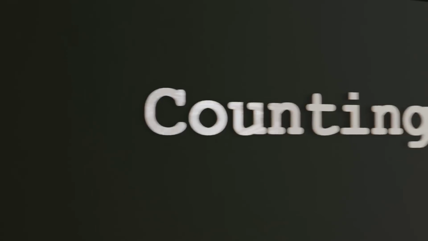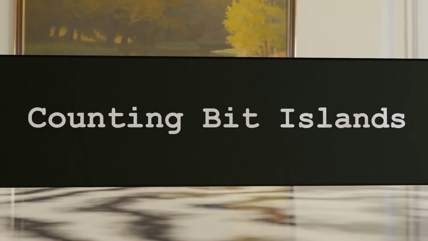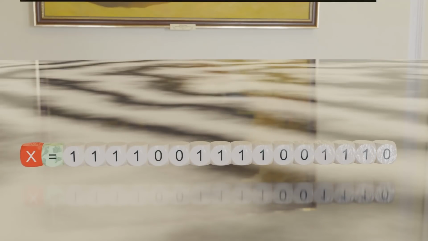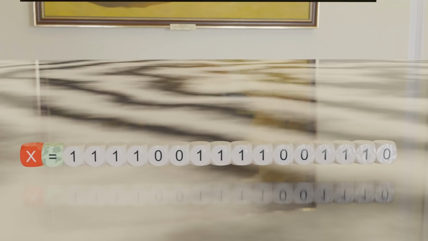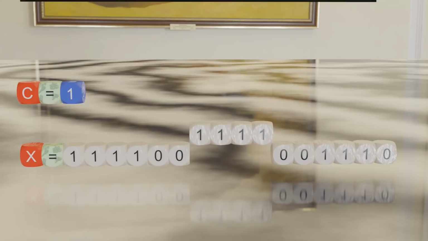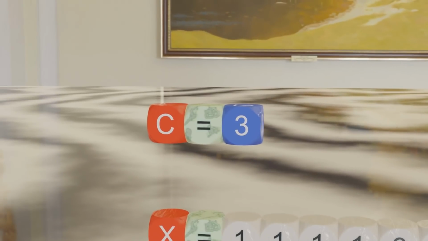This next bit hack I call counting bit islands or counting bit blocks. If you look at an integer in binary, you'll see that it's made up of islands of ones, and they're separated by zeros. We want to count the number of islands. One way that we can do this is this interesting expression right here.